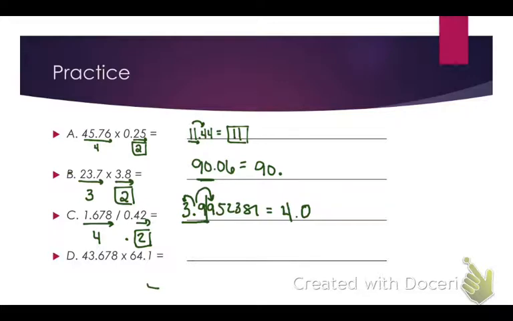And then for this last example, we have 5 sig figs here and 3 sig figs here. Final answer can have 3. When you type this in, you get 2,799.7598, I should say.